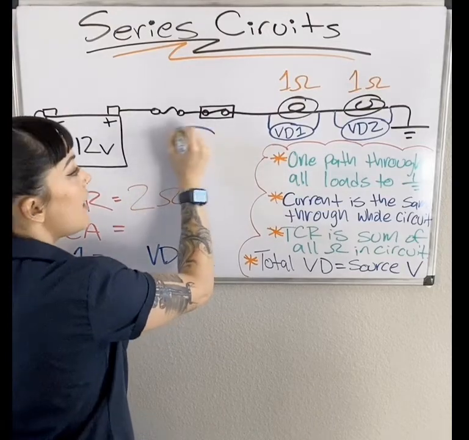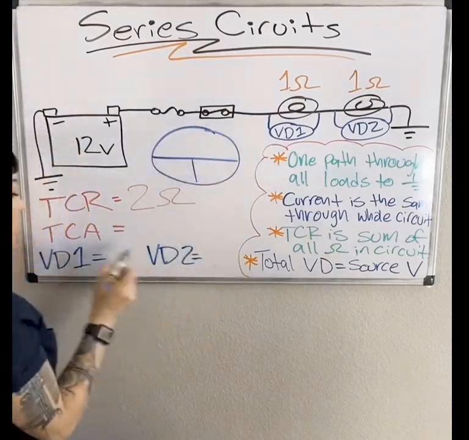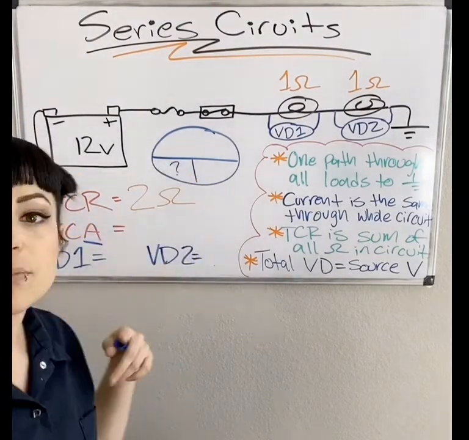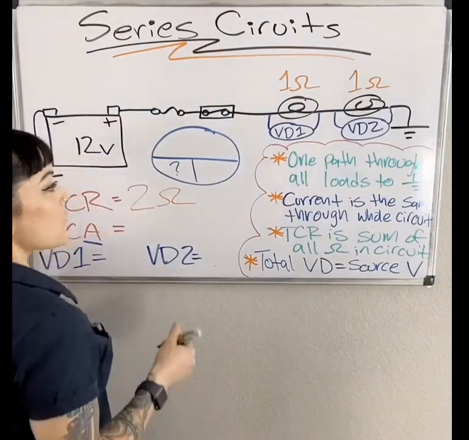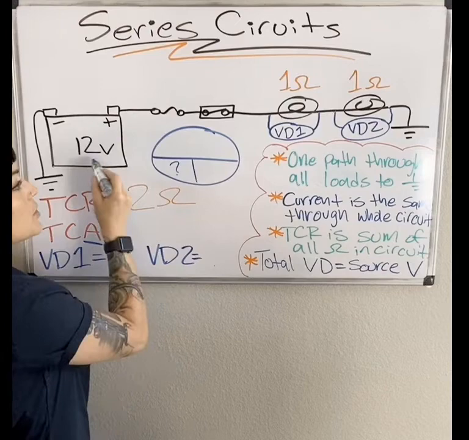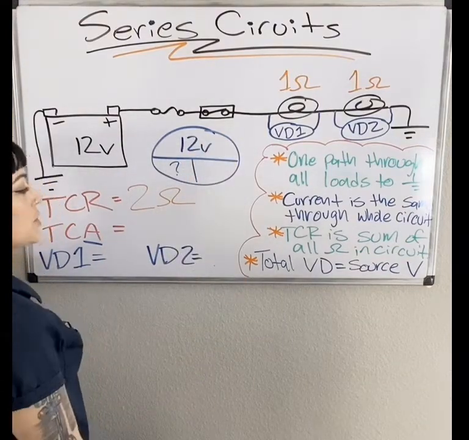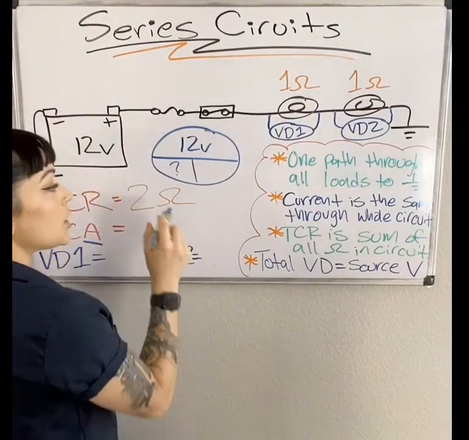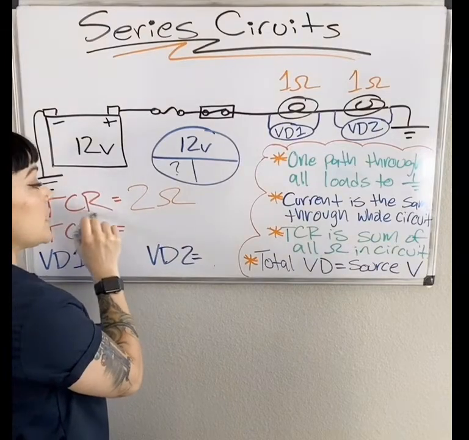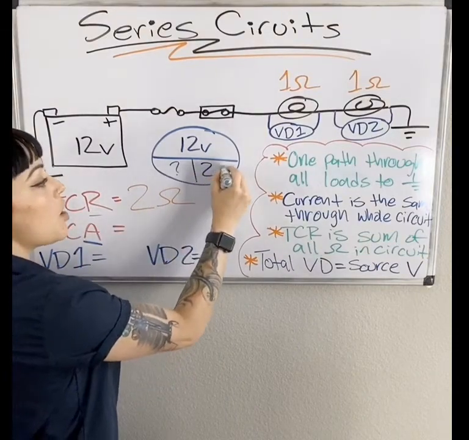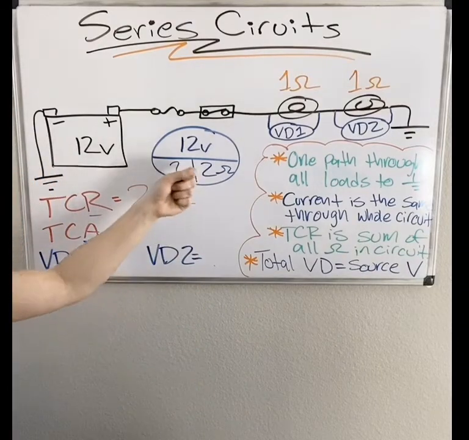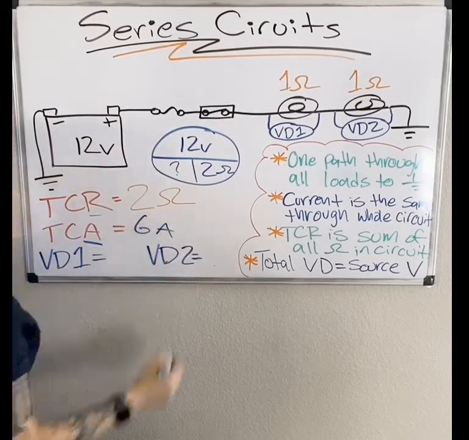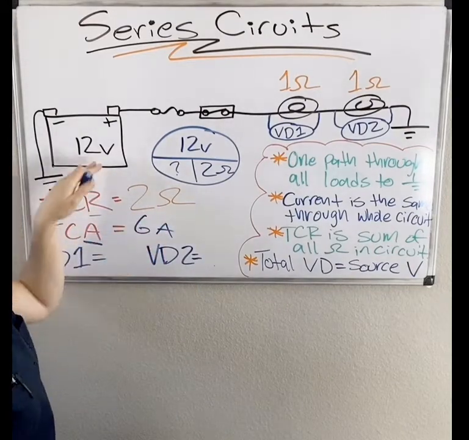Let's do a quick handy dandy Ohm's Law pie chart. What are we looking for? We're looking for amperage. So let's go ahead and put our question mark there so we don't accidentally put something else that doesn't belong there. And let's fill in what we do know. We do know that our source voltage is 12 volts, and we do know the total circuit resistance. Now again, we're looking for the amperage for the entire circuit here, so we're going to go with the resistance for the entire circuit, which is 2 ohms. We take 2 and put it into 12. That gives us a TCA of 6 amps. So we know the resistance, the amperage, and the voltage going through the circuit.